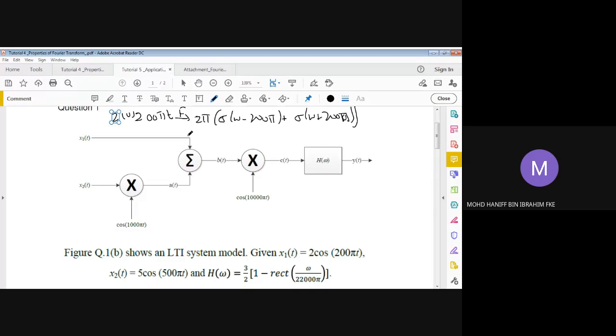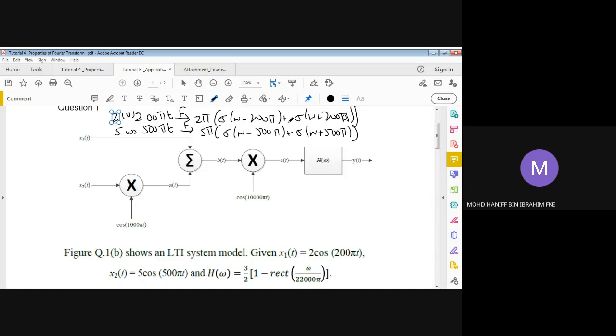So that's going to have two impulses located at 200π and negative 200π with the amplitude of 2π. The same thing happens for x2(t). So x2(t) is given by 5 cos(500πt), so the Fourier transform for this will be equal to 5π[δ(ω − 500π) + δ(ω + 500π)]. Okay, so that should be your equation for the transform.